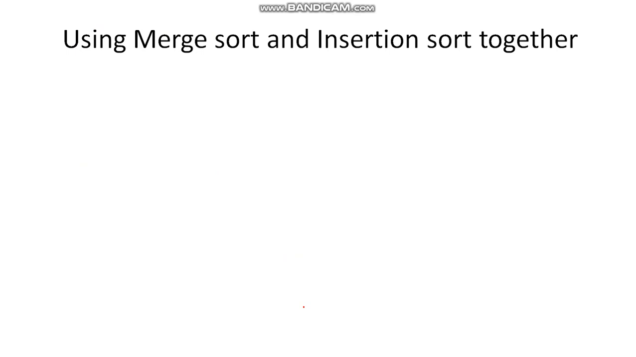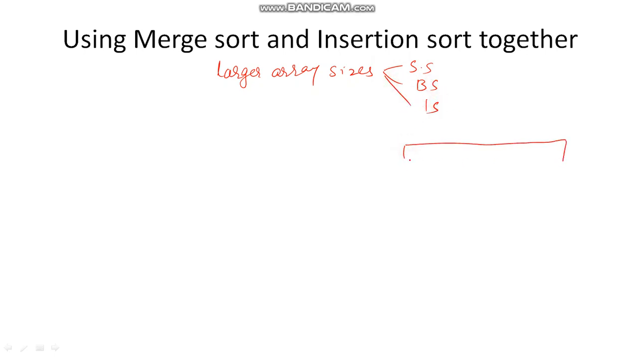One modification in the merge sort is we can embed insertion sort into the merge sort. Merge sort is very much good for larger array sizes, as compared to selection sort, bubble sort and insertion sort. But merge sort is not powerful when your array size is smaller.